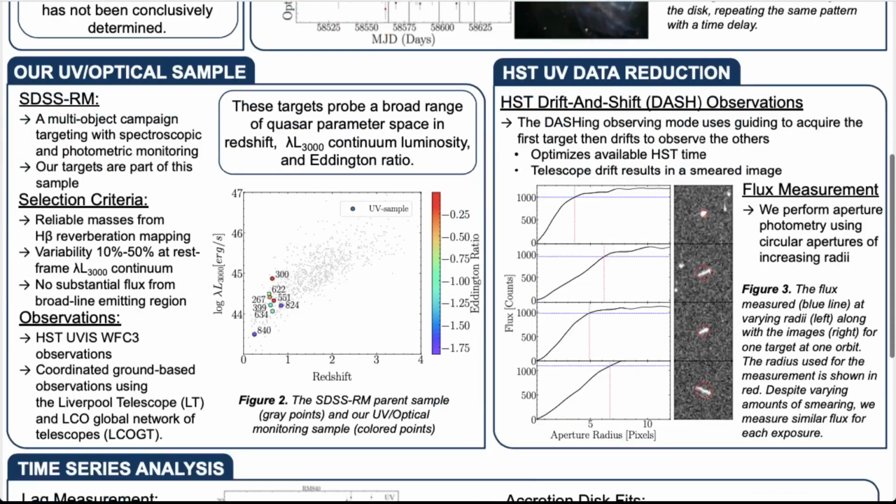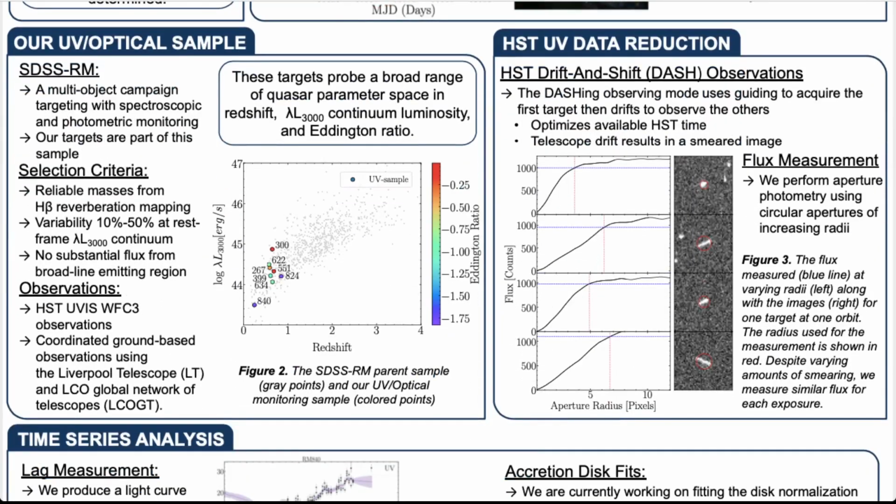So our sample is drawn from the SDSS-RM project, which is a multi-object campaign targeting 850 quasars as part of SDSS-4. These targets have reliable masses and should be quite variable, but they also display a wide range of luminosity, redshift, and accretion rates, as shown in Figure 2, which help to clarify the cause of discrepancies between the SS73 model and observations. For our observations, we used HST-UV and coordinated ground-based optical monitoring.